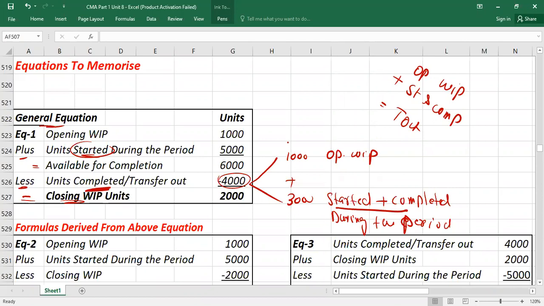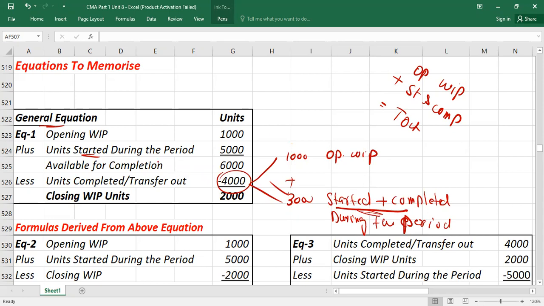Now I have one more question in my mind. For example, transfer outs are given. Please focus. Transfer out units are given 4,000. Started and completed is also given 3,000. Can I work with opening work in process? Yes, it will be 1,000. How can I calculate? I will take transfer out minus started and completed 3,000. So I'll get opening work in process. Understood?